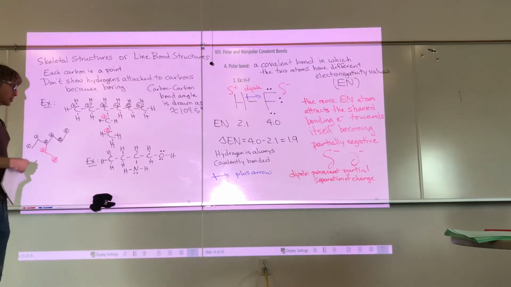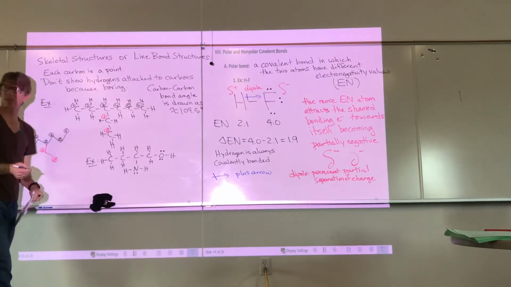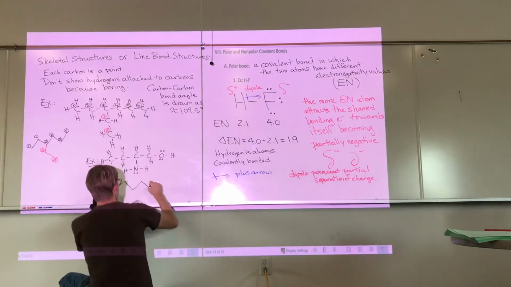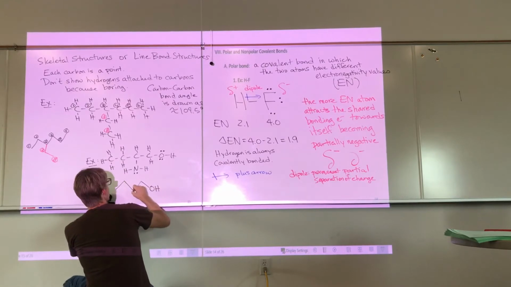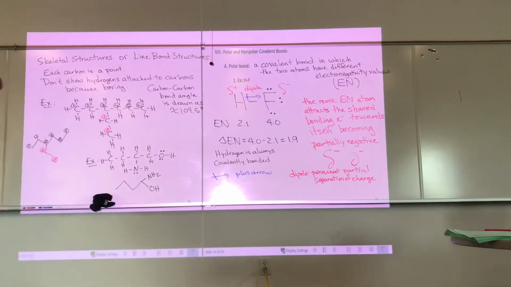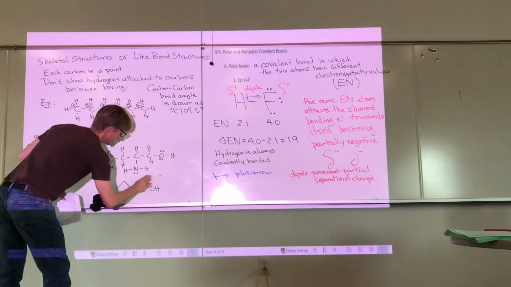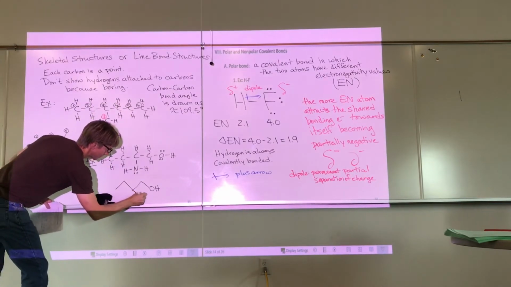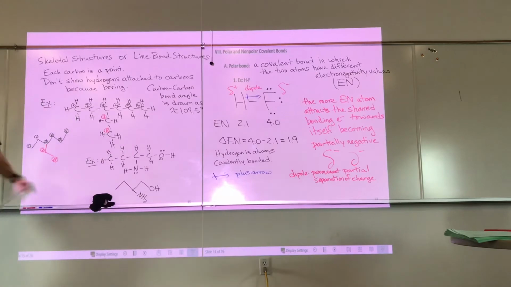Now, skeletal structure for this, 4 carbons, 1, 2, 3, 4. Oh, no, that's wrong. That says NH2 down there. So I'm showing all my H's that are bonded to other atoms like nitrogen and oxygen. Still not showing their bonds, that's fine.